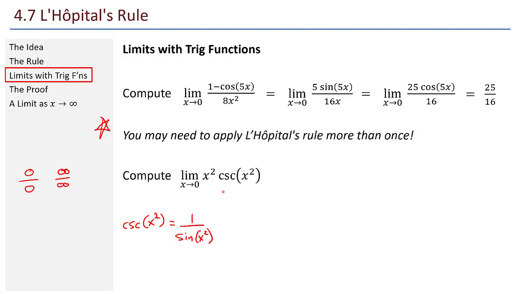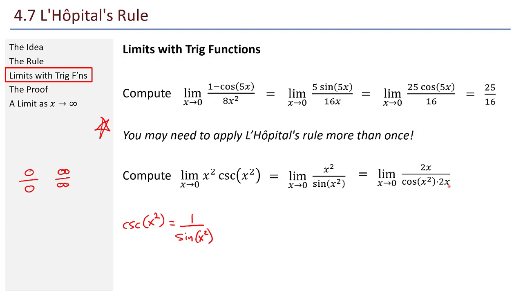With L'Hopital's rule, you might need to play around and find some different ways of expressing your trig function so that you can put your main expression in terms of a fraction. So here we go. Rewriting cosecant x squared as 1 over sine of x squared. Now we have the fraction x squared over sine x squared. What form is this? This looks like the form 0 over 0. So I can use L'Hopital's rule, take the derivative of the top and the bottom. I get the limit as x goes to 0 of 2x over cosine of x squared times 2x.